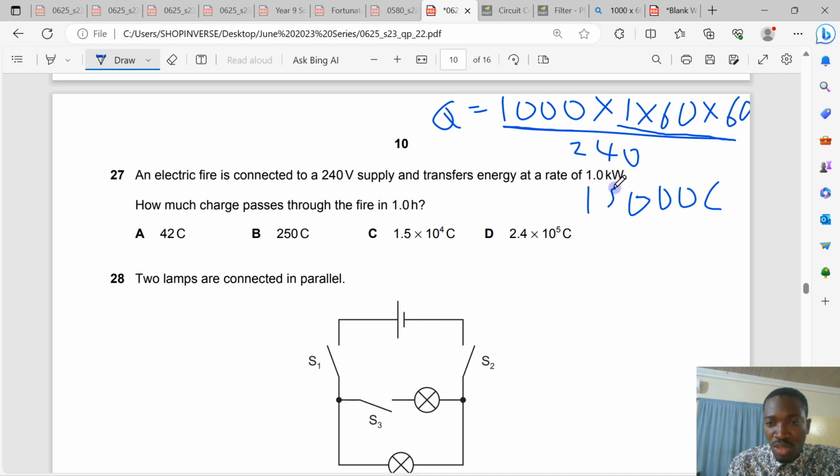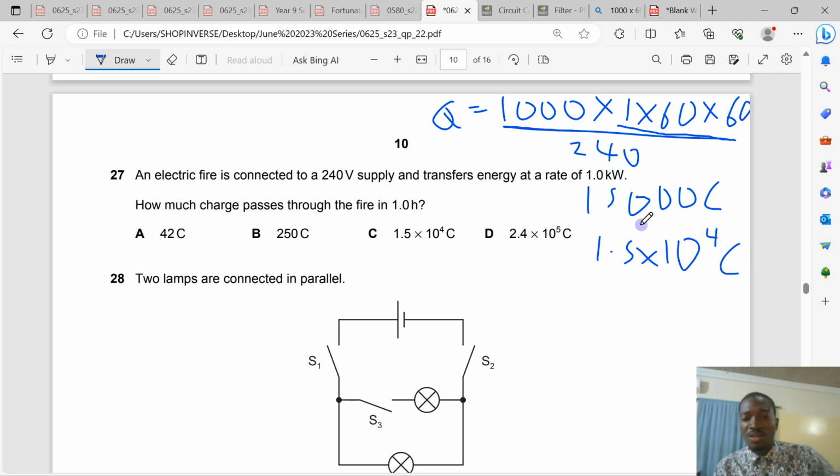1, 2, 3, 4. So when you bring the decimal point here, you have to introduce times 10 to the power 4. This is how you express large values in standard form. So that makes option C the correct answer to question 27.